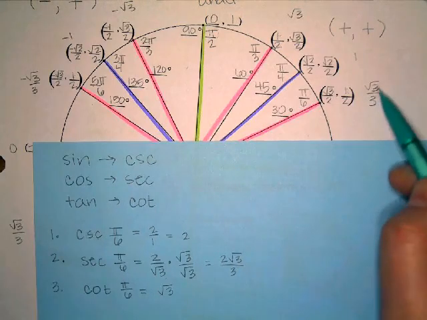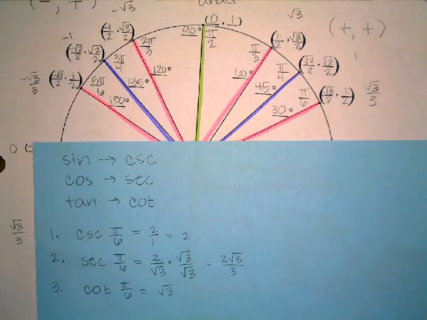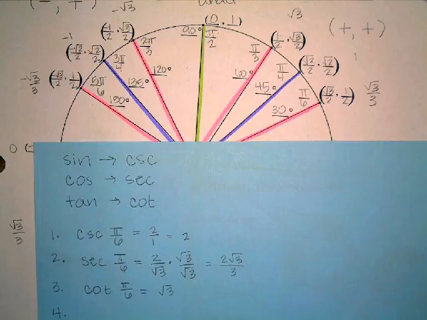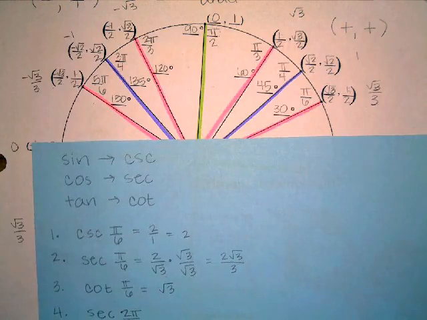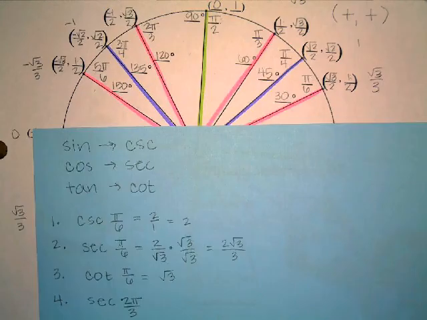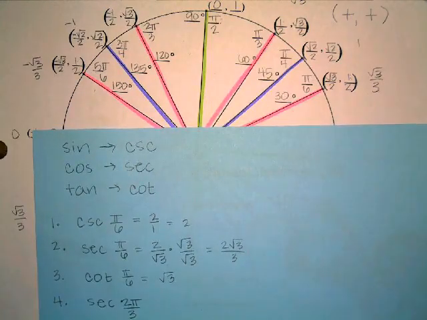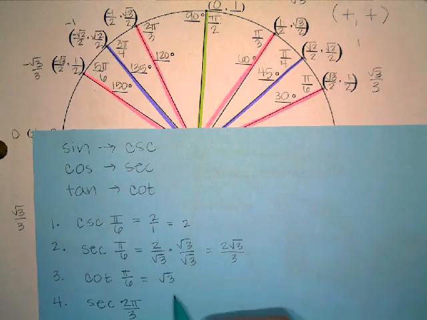Let's try another one. What if I needed to do secant of 2 pi thirds? I would look at 2 pi thirds, and then which coordinate would I take? The x coordinate, okay? And then what would I do with it? I would flip it, and so what would my answer be? Negative 2, okay?